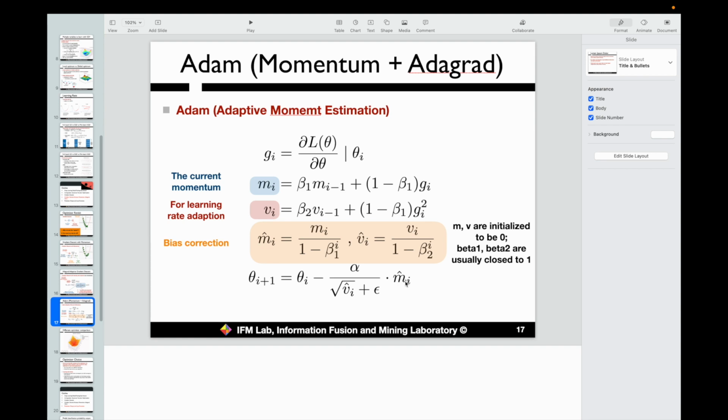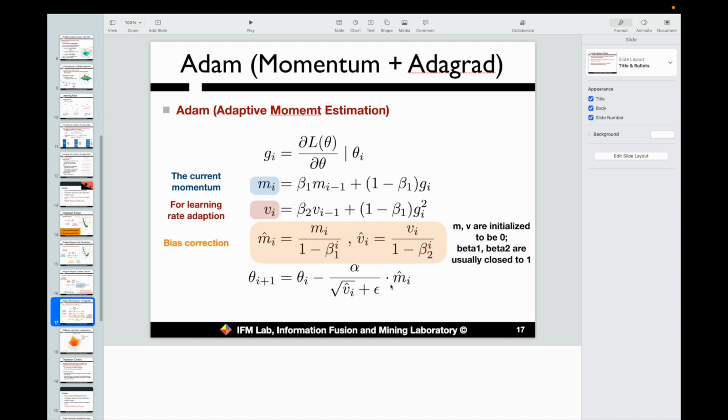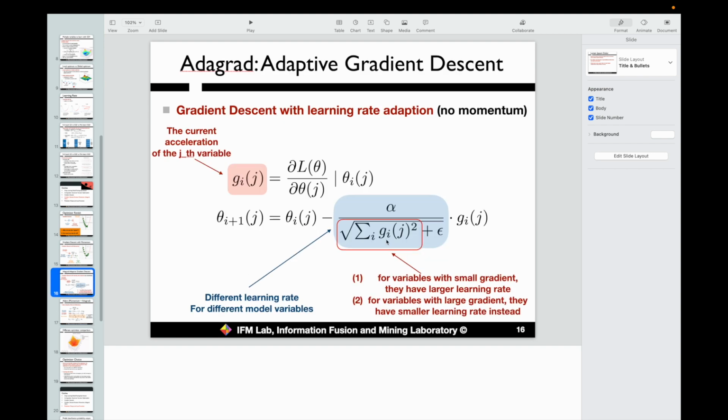Remember, we mentioned this mi denotes the speed, right? It is very similar to the momentum term here. We update according to the speed. And as to this vi, it is more like the summation of all the historical gradients of the variables. It is more like the term we use in the Adagrad algorithm, right?